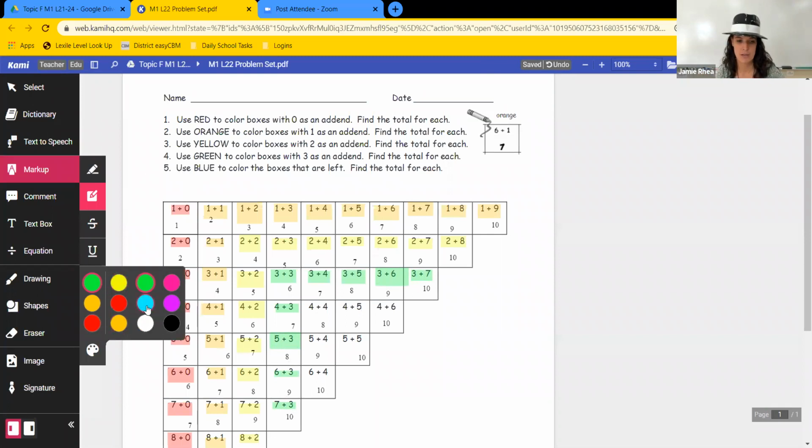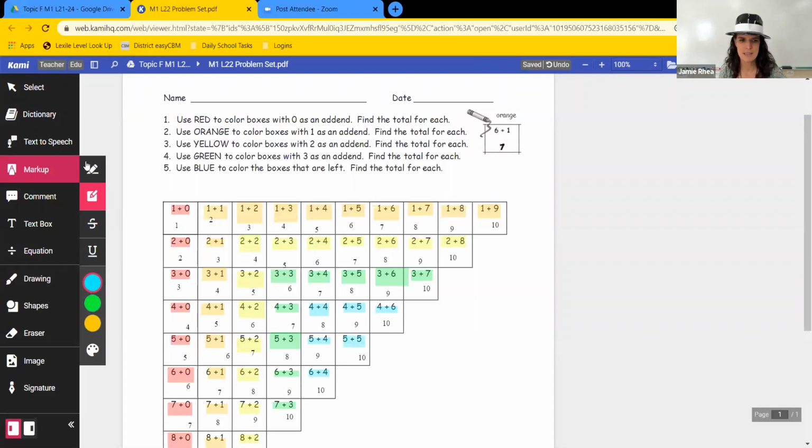Okay, so I'm going to come over here and get my blue. Now, this one is left. This is left. This one's left. What do you notice about these? We had 4 as the add-in, but then we also have the 5 and 5. So we're going to do that one too.